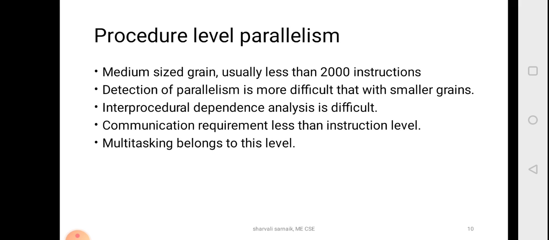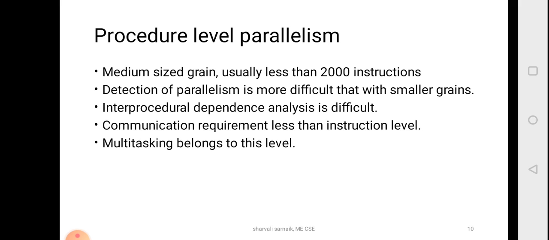Detection of parallelism at this level is much more difficult than at the finer grain level, and interprocedural dependency analysis is much more involved and history sensitive. So communication requirement is often less compared to the required MIMD execution mode, and SPMD execution mode is a special case at this level. Multitasking also belongs to this category, and significant effort by a programmer may be needed to restructure a program at this level, and some compiler assistance is also needed.